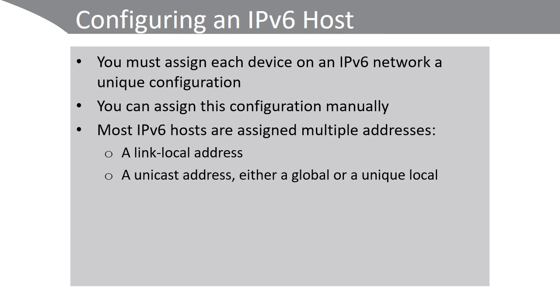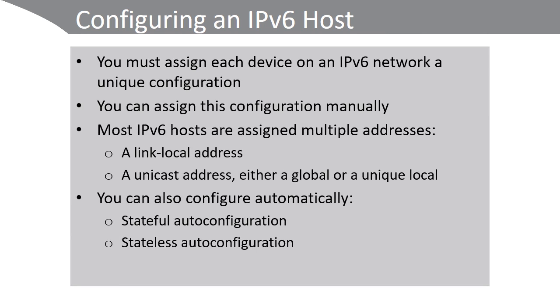Most hosts are assigned multiple addresses, a link-local address and a unicast address, which is either global or unique local. You can also configure automatically by using stateful auto-configuration, in other words, a DHCP version 6 scope on a DHCP server, or stateless auto-configuration, where router announcements are used by hosts to determine the appropriate IP6 configuration. In other words, they listen to packets coming from the routers, see what network address is configured within those packets, and use that network address.